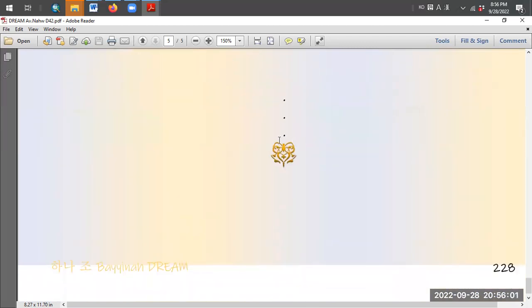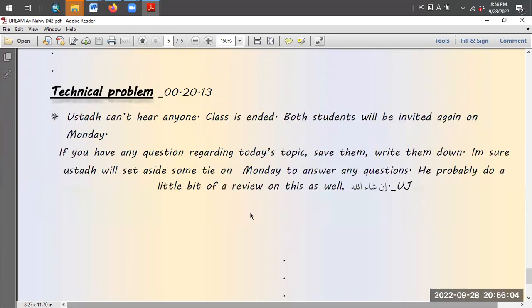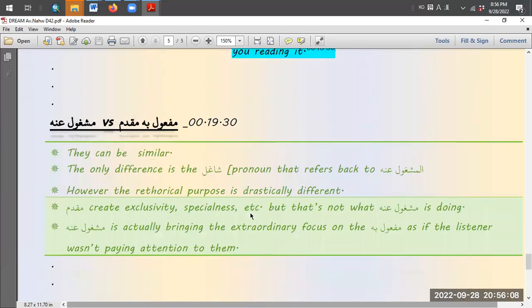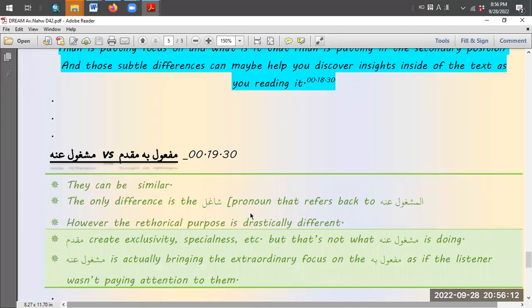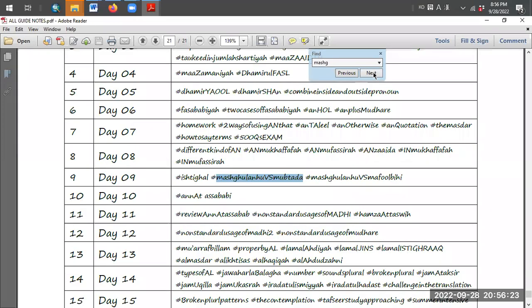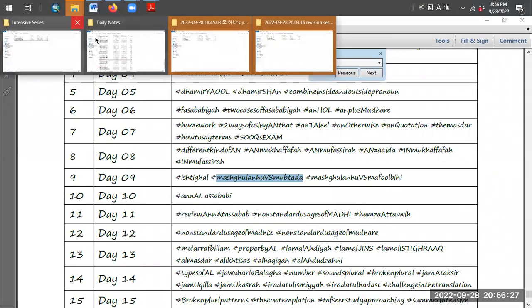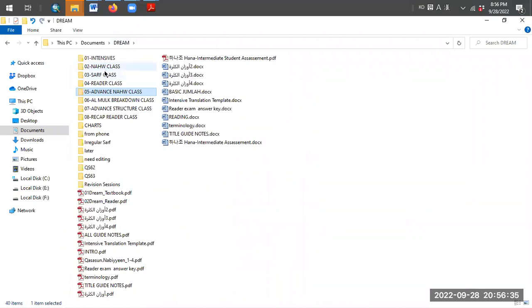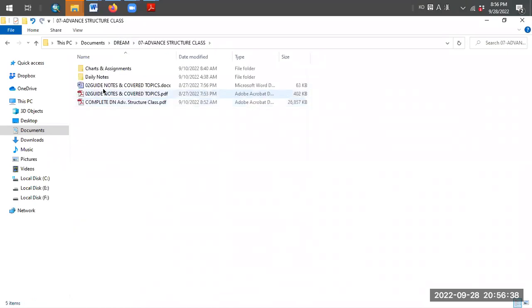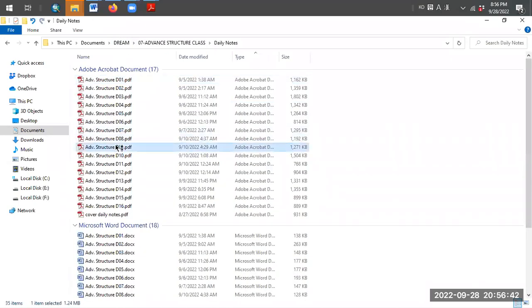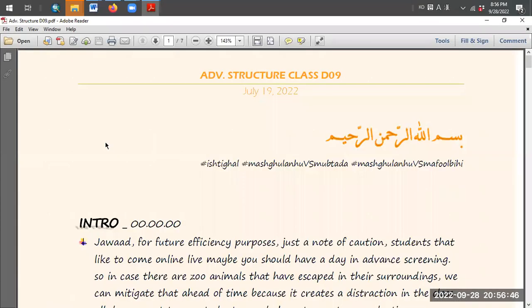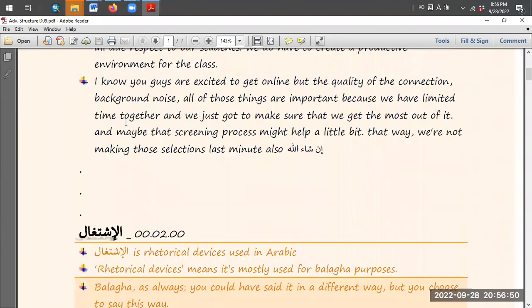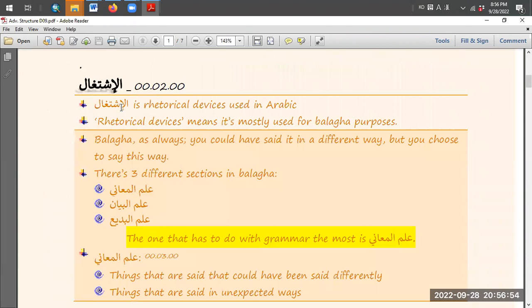Okay. That's all. Mashghul anhu. Wow. We talked many things about mashghul anhu. And then we learn again this concept in advanced structure, actually. What day? Day 9. But only repeating the concept, I think. Mashghul anhu, advanced structure. By the way, I'm not taking any note yet on mashghul anhu. Okay.